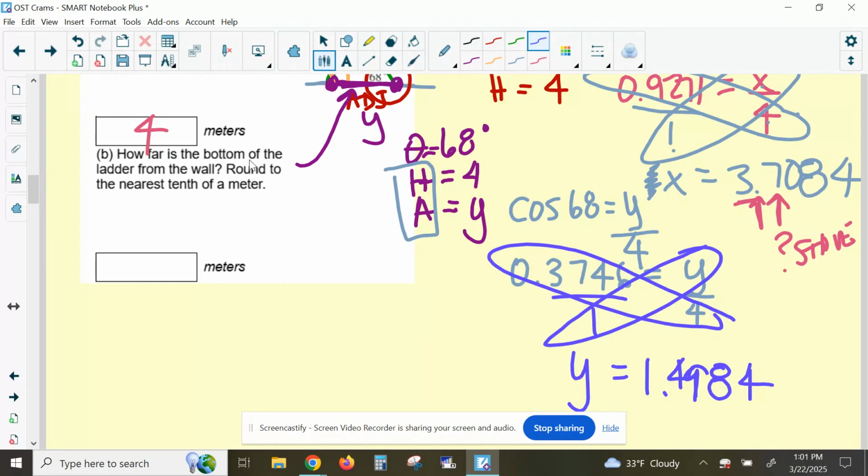Okay, let's check and see what we have to do over here. It says, how far is the bottom of the ladder from the wall, round to the nearest 10th of a meter? Okay, so what number's in the 10th place? This 4 right here is in the 10th place, but I got to look at this 9 to see if I have to shove the 4. And 9 or 5 or above, give it a shove. So this 9 makes me shove this 4 up to a 5. So my answer is going to be 1.5.